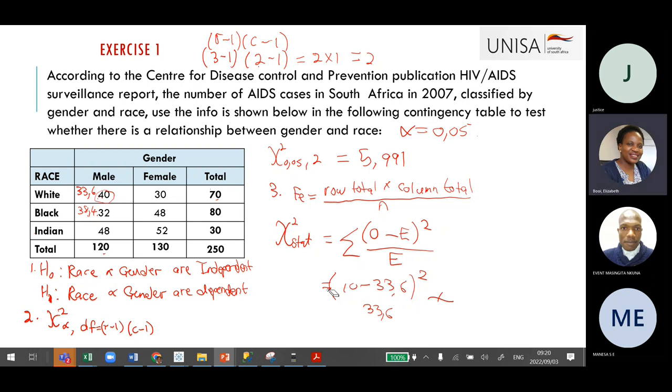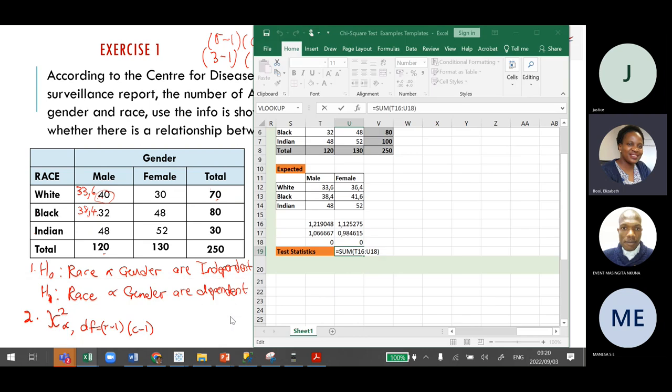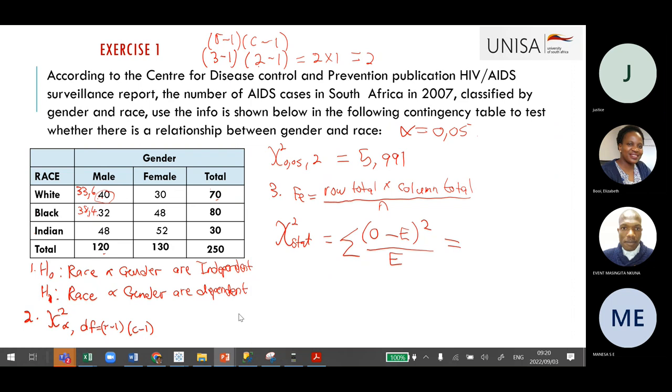So I just want to remove all this because I want to use this space. Once we have calculated our test statistic, we find that our test statistic is 4.395. I'm going to say it's 4.4. I'm just going to leave it to all the decimals that we have, 4.3956. So our statistic is 4.3956. That is our test statistic.